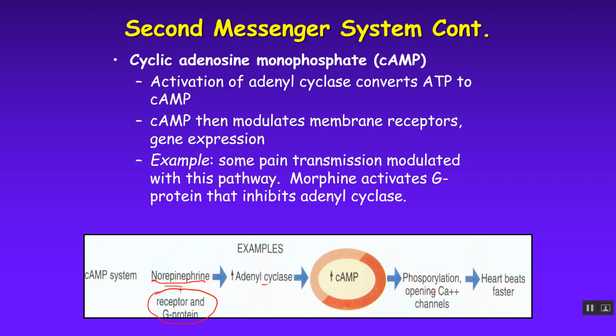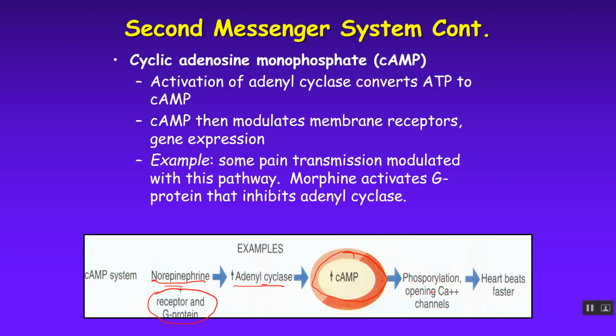The G protein, one of those chains from the G protein, goes over and activates an enzyme that's embedded in the cell membrane called adenyl cyclase, okay? Adenyl cyclase creates the second messenger, which is cyclic adenosine monophosphate, cyclic AMP. Okay, so cyclic AMP, this is the second messenger.